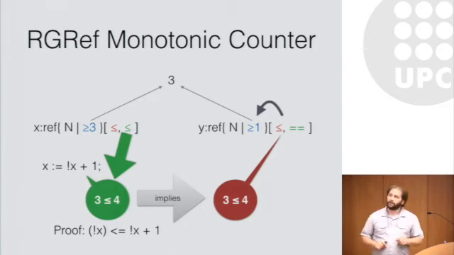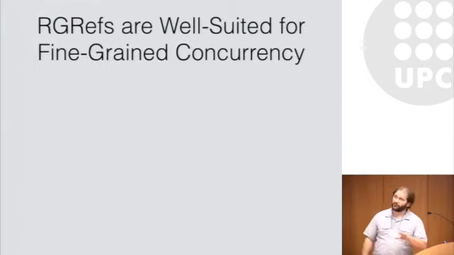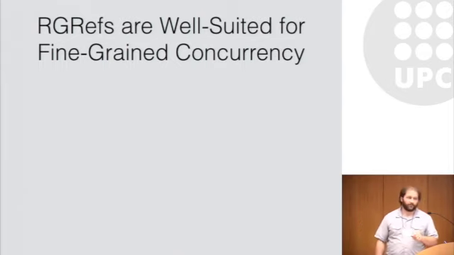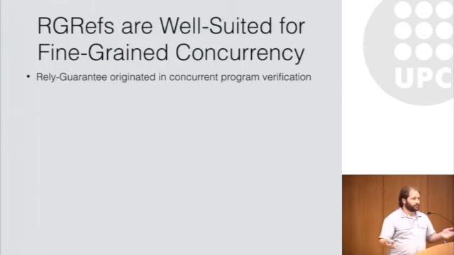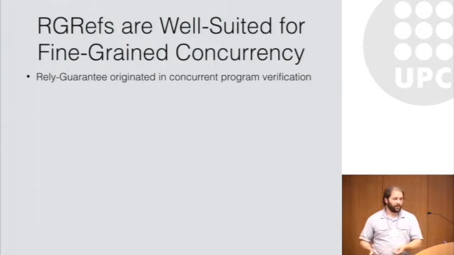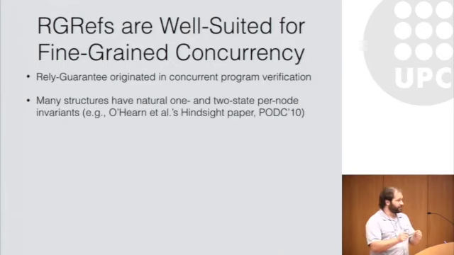That's the main idea. And what I've described so far is basically prior work done in a sequential setting. But this is also well suited towards reasoning about fine-grained concurrency for a few reasons. Most obviously, we're already using rely-guarantee reasoning in our specifications. And rely-guarantee reasoning, in fact, originates in reasoning about concurrent programs. So we should still be able to use it for that. Second, if you look at a lot of lock-free data structures, many of them have natural one- and two-state invariants stated on a per-node basis, which is exactly the granularity of specification rely-guarantee references give you.